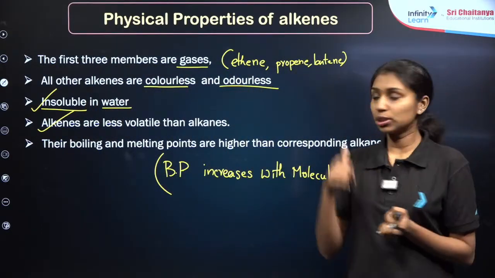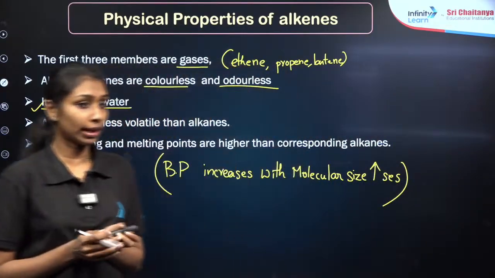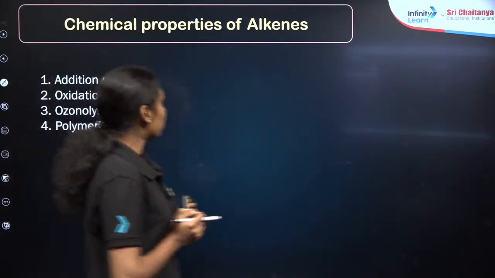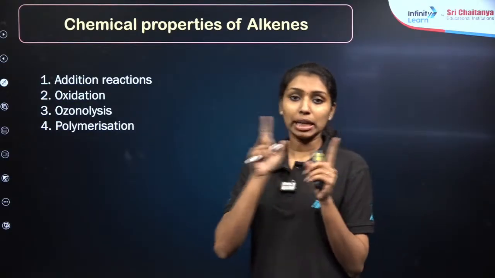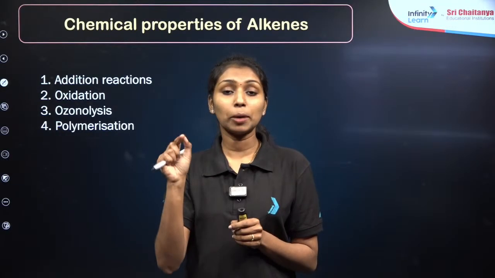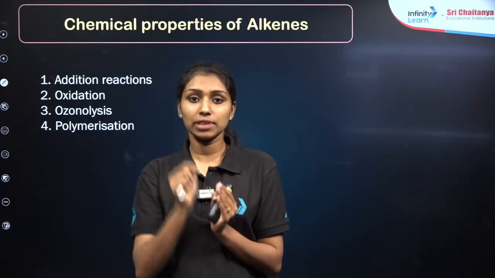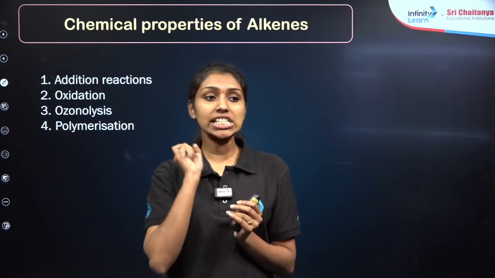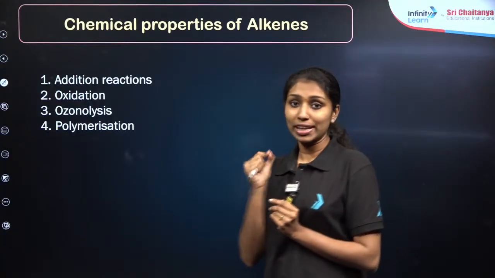You must have an idea about the physical properties of alkenes. Now let me move to the next topic, the chemical properties of alkenes. As we already know, in alkenes there will be a double bond. One is a strong sigma bond and the other is a weak pi bond. Due to the presence of these pi electrons, addition reactions happen, and the alkene is easily attacked by electrophilic reagents.